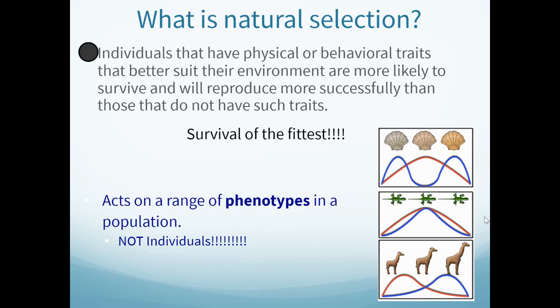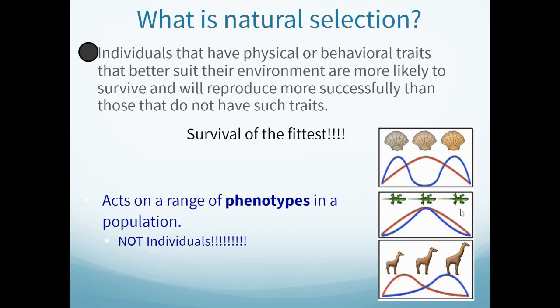Now, you can see here in the graphs to the right, natural selection can act upon a range of phenotypes within a population, not just singular individuals. And we can actually see in each of these graphs, these are three different types of how natural selection acts upon the phenotypes of a population. And remember, phenotype, back from our genetics unit, that means the organism's physical trait.